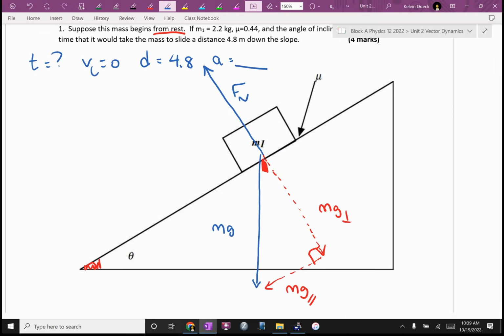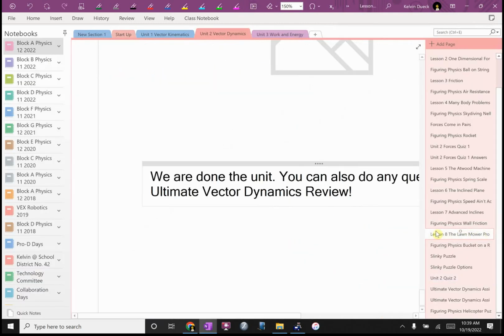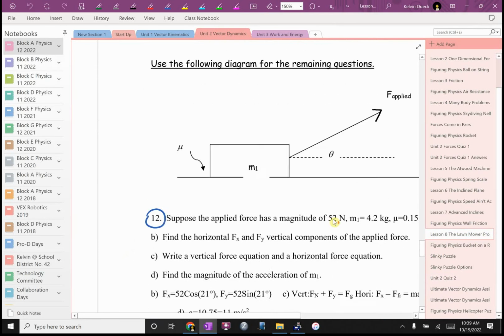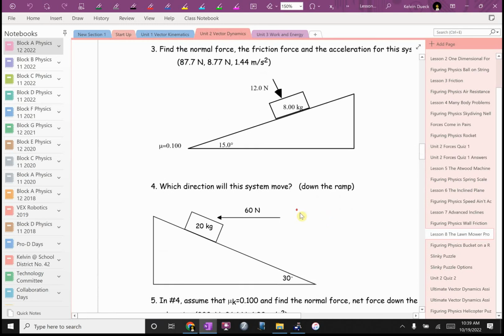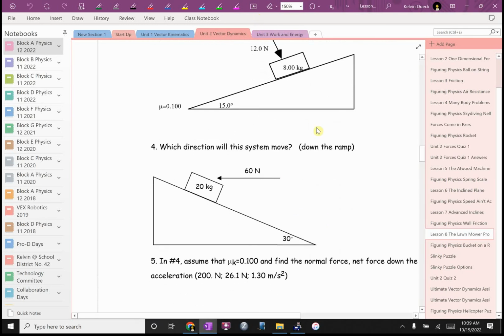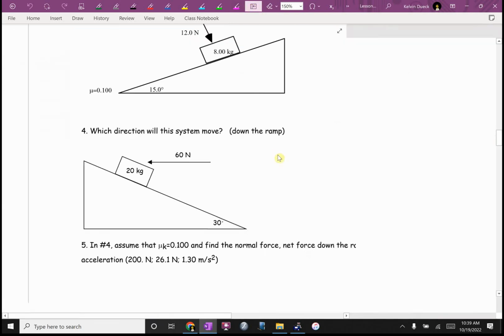On the ramp questions on your test, it won't be. When would it not be on a ramp? Like this question here. Where is it, Mr. Duke? Number 4 from lesson 8. Somebody was asking me about number 4 from lesson 8 today. I forgot to zoom in.